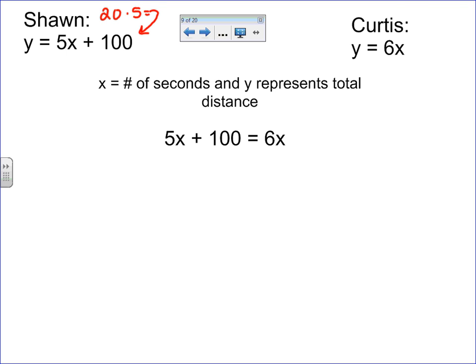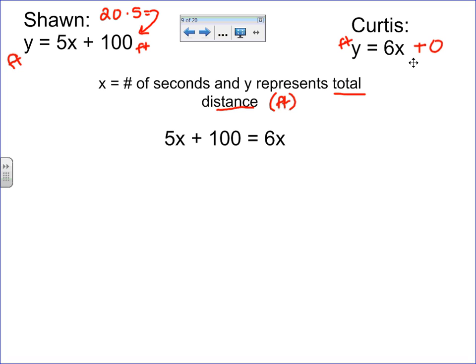Before Curtis even starts walking, Sean is already 100 feet ahead of him. I'm just going to put feet here to kind of help you keep straight. This tells me my total feet. X represents seconds. Okay, so that's the equation for Sean. Now Curtis, he starts at 0 because he doesn't have a head start, he's just going. And every time he walks, he covers 6 feet. Okay, so again, Y represents total distance in feet.